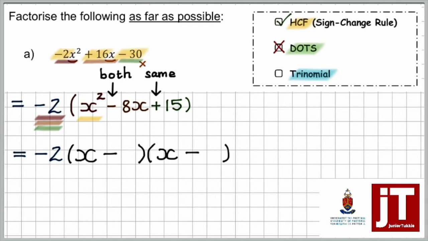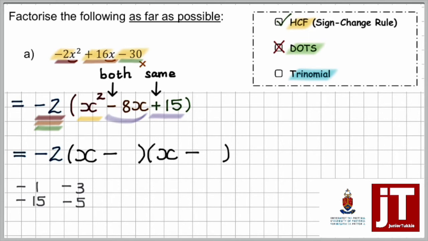Now comes the tricky part, where we need to look for factors of 15, which of course when we multiply together will give us positive 15. But when added together, they should give us the coefficient on the second term, which is negative 8. So let's think, which numbers can we multiply together to get 15? Well, we can multiply 1 by 15, and we can multiply 3 and 5. That will give us 15.